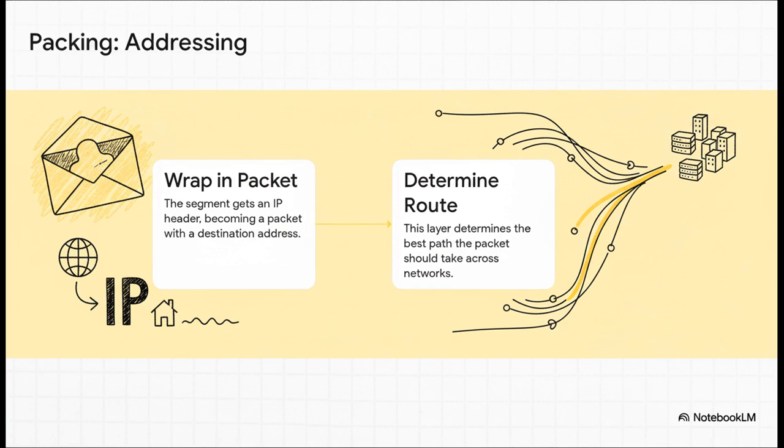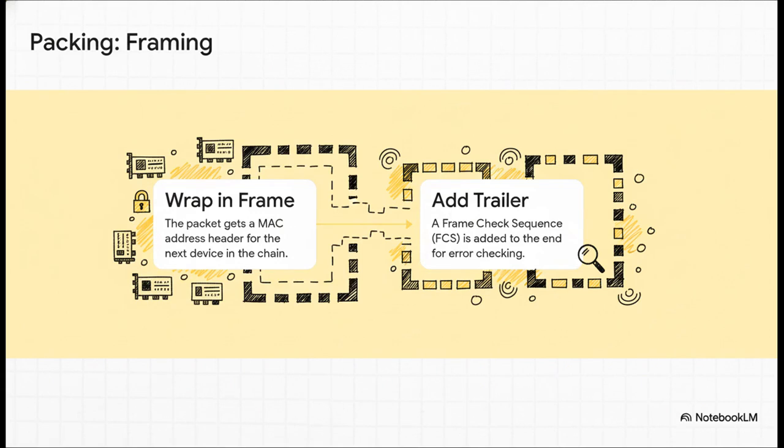The network layer takes that segment and puts it inside a digital envelope we call a packet. And this is where the main address gets added, the IP address of the destination server. So if the port number was the apartment number, the IP address is the street address for the entire building. We're almost ready to send this thing.